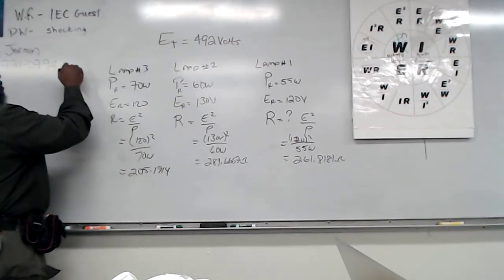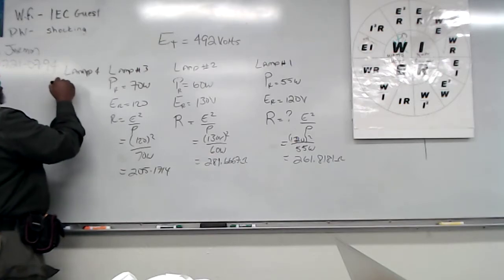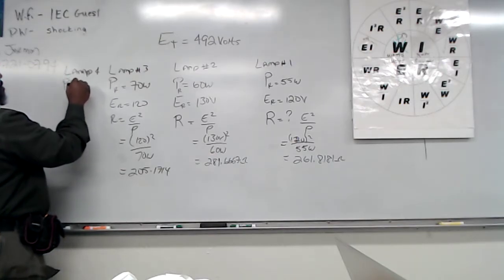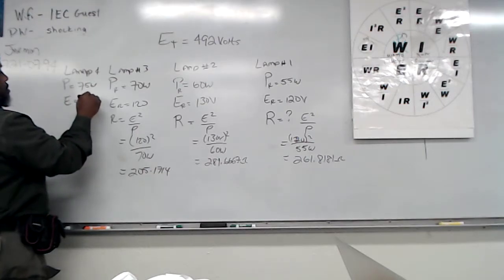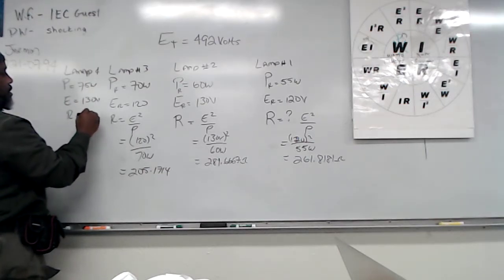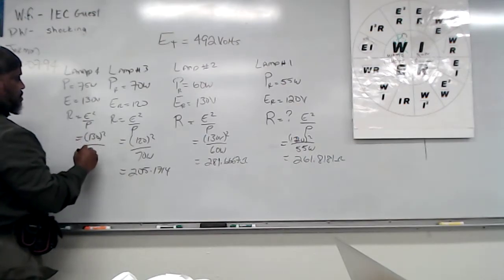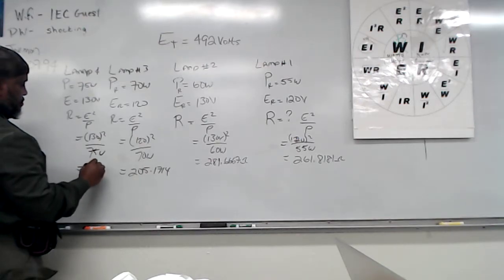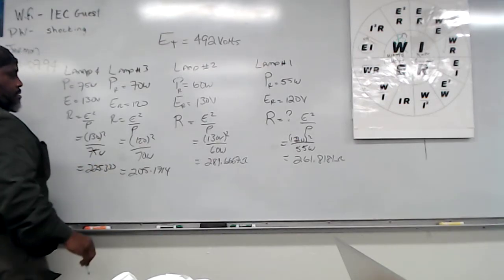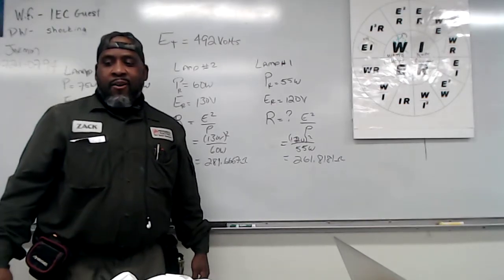And lamp 4. What's the power? 75. What's the voltage? 130. Trying to find resistance because it's E squared over P. E is 130 squared divided by 75 watts. What's that give me? 225.3333. Now that I know all that, can I do something? Yep.